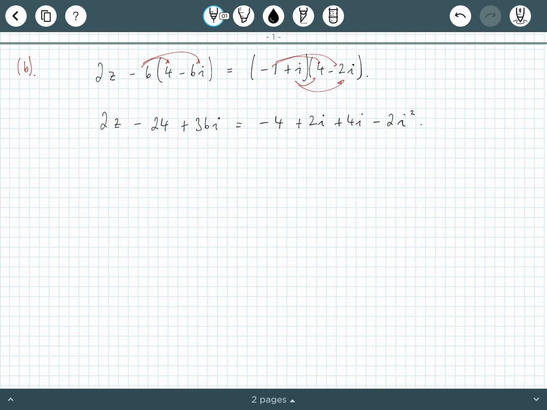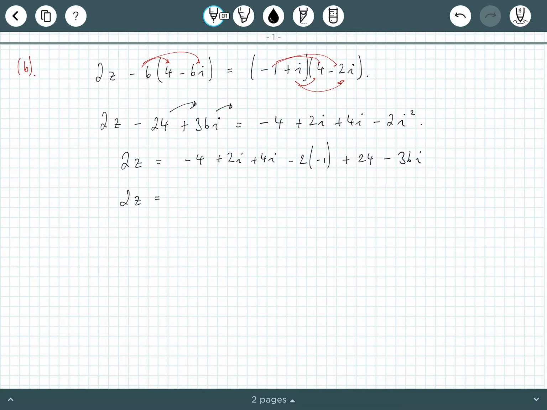Okay. Now what I'll do is I'll move that across and move that across. So I'm going to have 2z is equal to minus 4 plus 2i plus 4i minus 2. Now instead of i squared, I'm just going to replace that with minus 1, because we know i squared is equal to minus 1. Plus 24, as minus 24 is coming across, and plus 36i, as minus 36i is coming across.